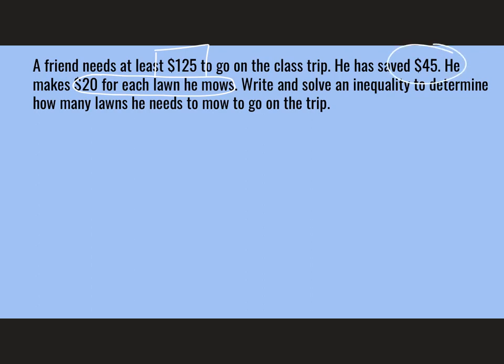So let's see here. So $20 per lawn, so 20, I'll use M for mows. He already has $45, so that's included in whatever he has. And then $125 needs to be what he needs. Now, can he make more than $125? Absolutely. But does he want to go less than? No. Can he make exactly? Yes. So this needs to be greater than or equal to $125.